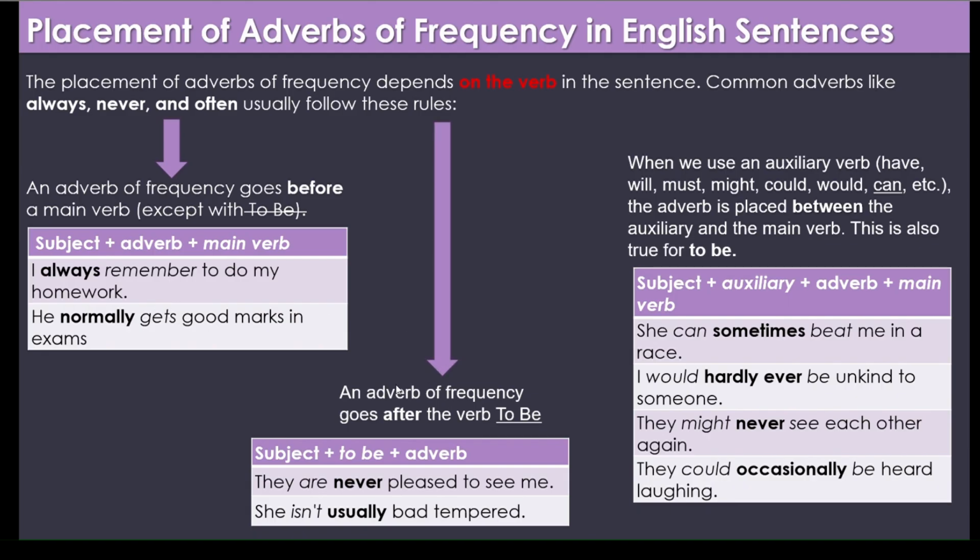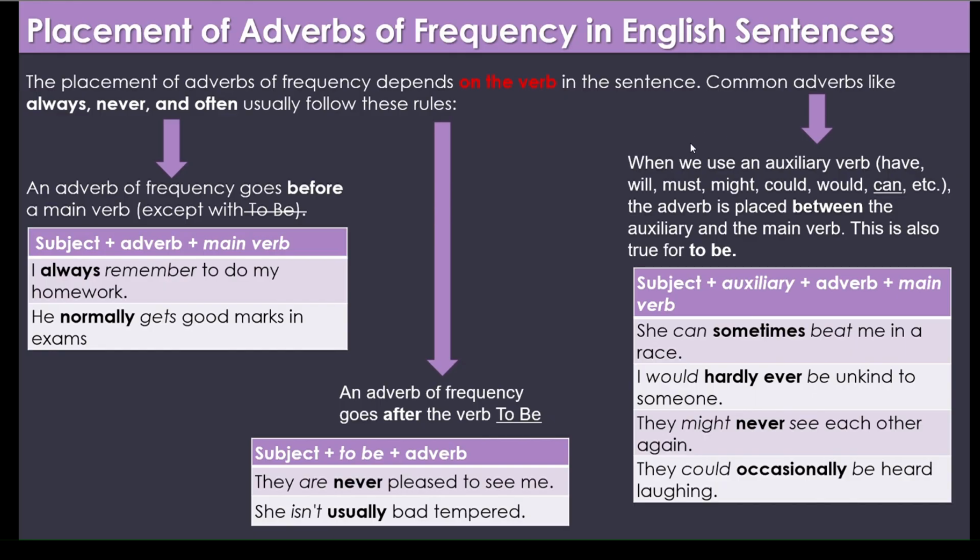Second rule, an adverb of frequency goes after the verb to be. Here we have subject plus to be and then adverb. They are never pleased to see me. Are is our verb to be, never is the adverb. She isn't usually bad-tempered. Isn't is our verb to be and usually is the adverb.